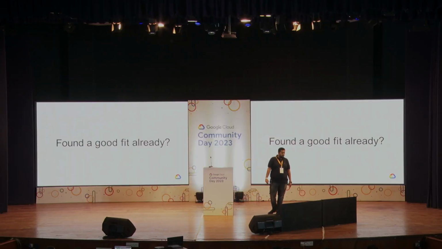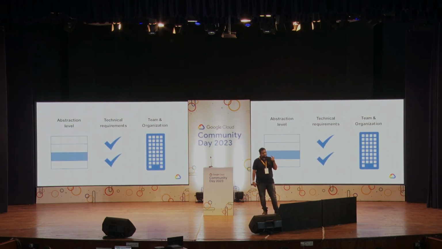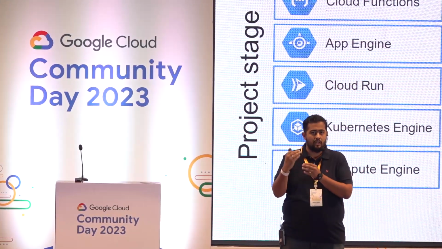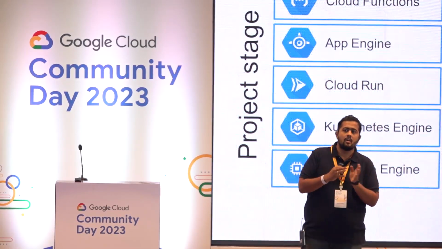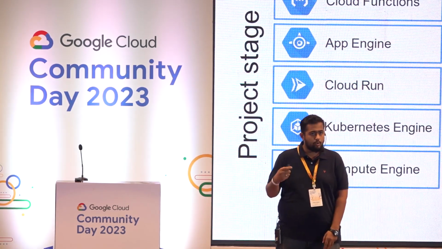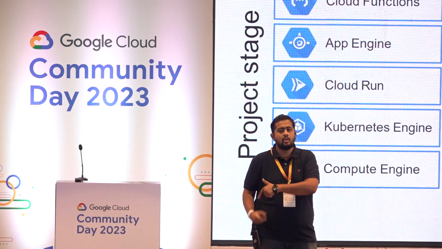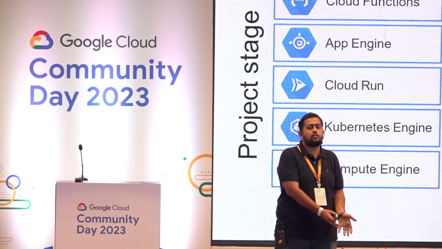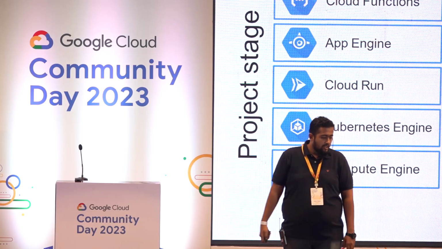Okay. Well, if you have not found a good fit already, it depends on a lot more things, which are abstraction level, technical requirements, and team and organization. Till now, if you have some requirements, you can trickle down. If you don't, you can function easily on Cloud Functions if you can have that code built in place, so you can do all of those things easily with a new project. But if you have an existing project, the first thing you can do is lift and shift it to Compute Engine, then work your way up as and when required.